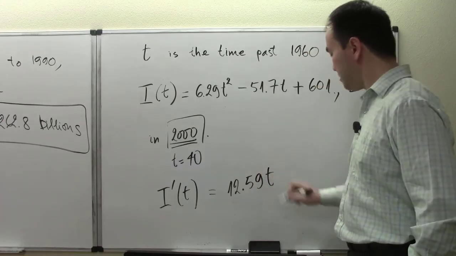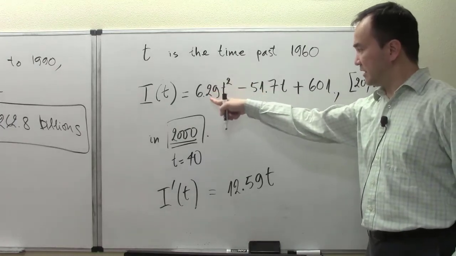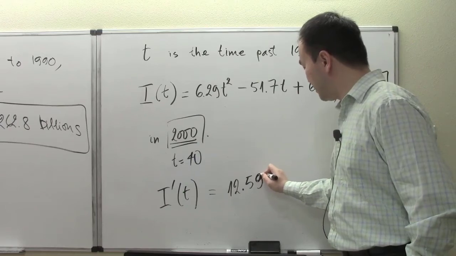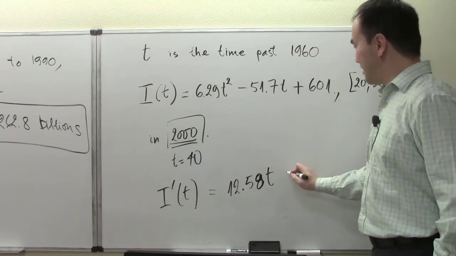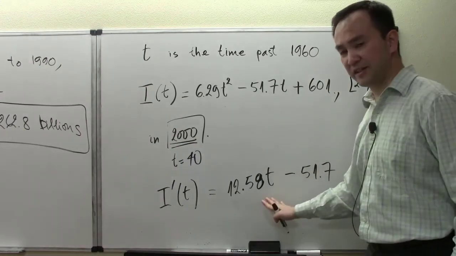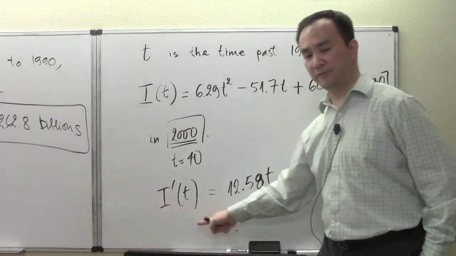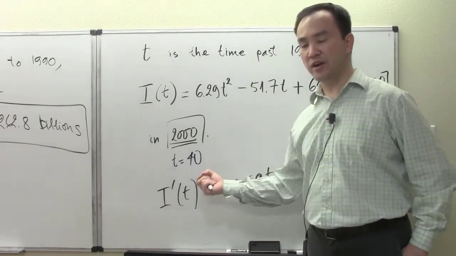0.58t. Okay, the power rule simply kicked in, the power went down and multiplied with 6.29 in front, and this should have been 58 instead of 59. Okay, and then minus 51.7. So this is our derivative value, and this general derivative function right here helps us find out the instantaneous rate of change at any instance.